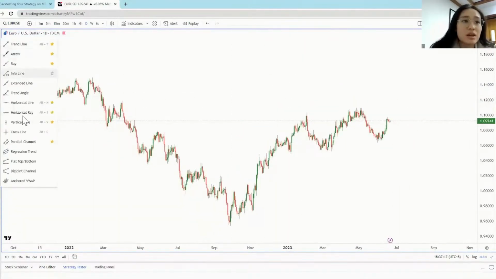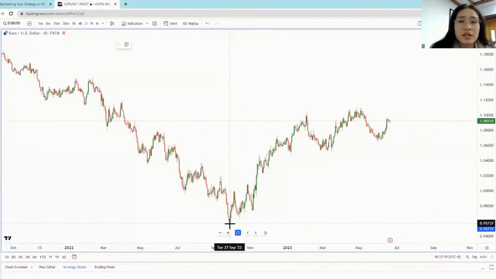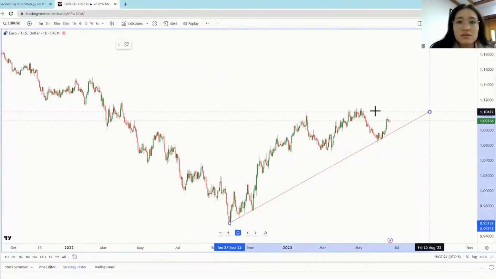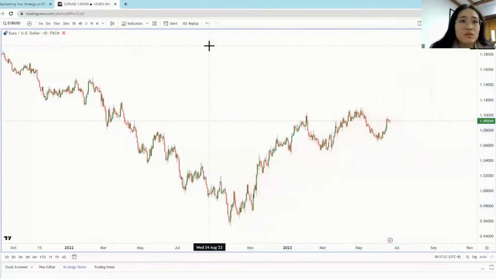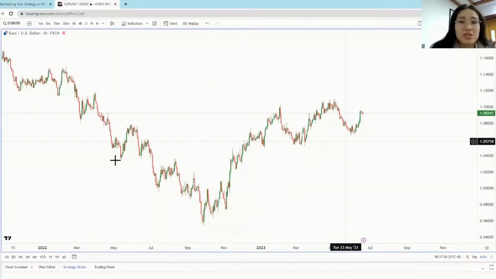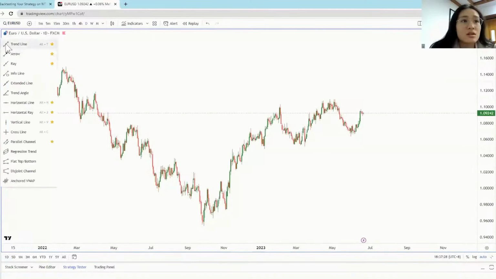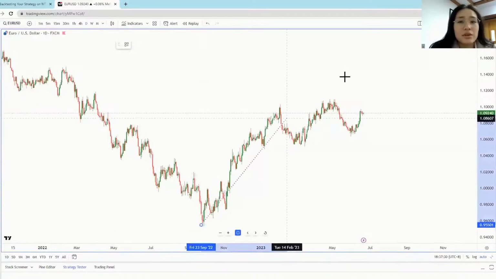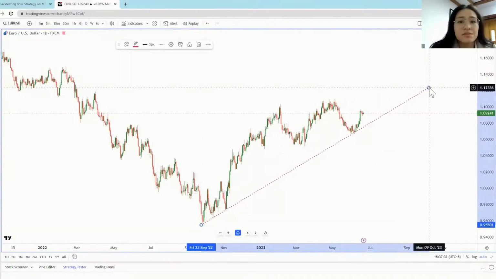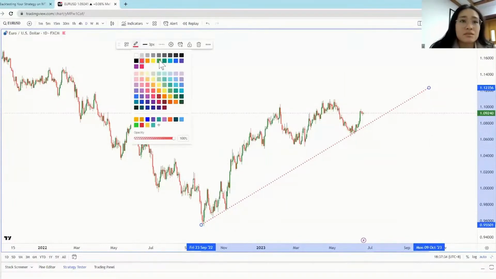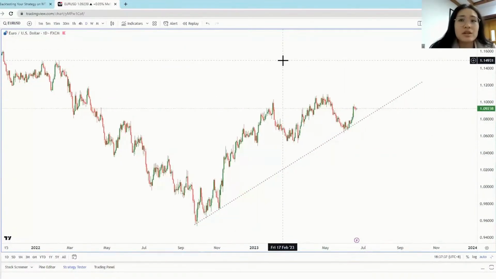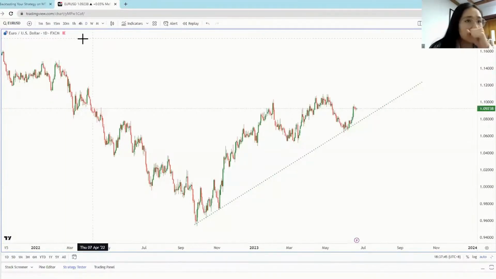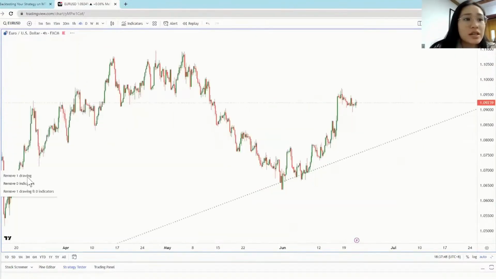Let's see if we have a parallel channel. Okay, no. But we do all agree that prices look like they are heading upwards. I think we have a trend line here. Okay. Now we typically will do our analysis on either the 4 or 1 hour time frames. So let's go ahead and take a look at that.